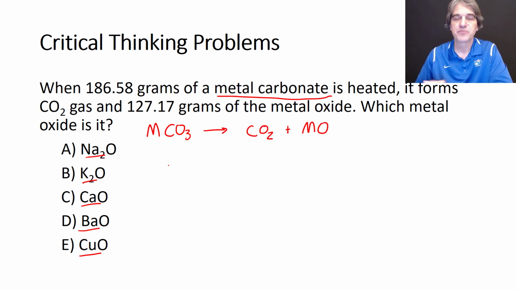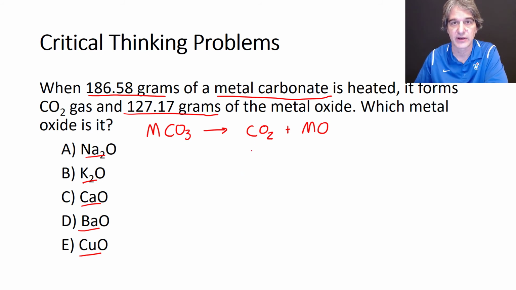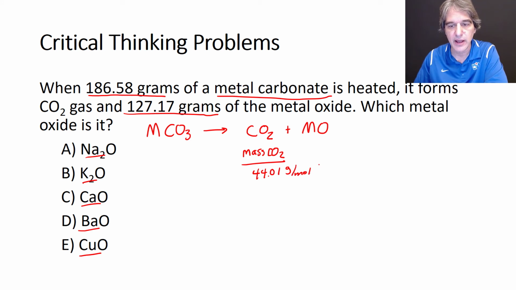Now, the next step, and this is what a lot of beginning students might not get, is that the number you need to go forward from here is the mass of the CO2. And the mass of the CO2 isn't given to you in the problem. But it says we start with this much metal carbonate and we end up with this much metal oxide. So the missing mass is the mass of the carbon dioxide. So you get the mass of carbon dioxide, and divide that by its molar mass, 44.01 grams per mole, and that gives you the moles of CO2.